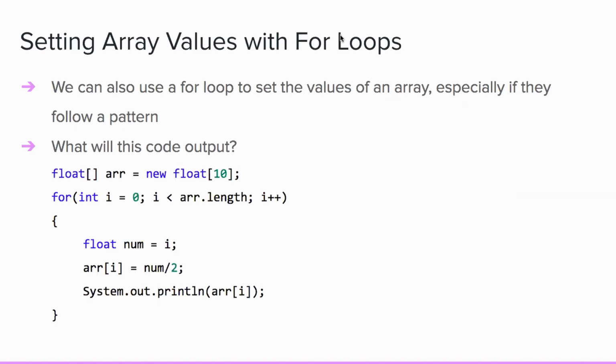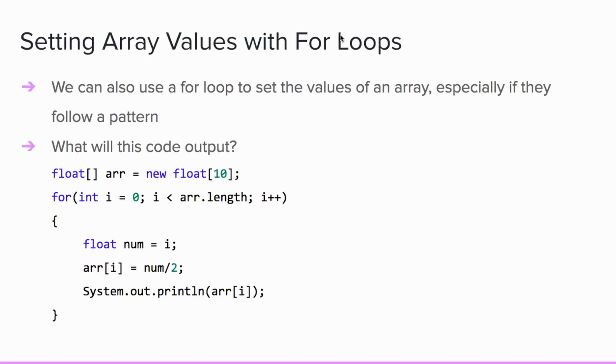Just like how we can access array values using for loops, we can also change them, especially if the array values follow a pattern. Take a look at the example on the slide. What will this code output? This sample should print out the values of 0 to 9 divided by 2. This should give us a list of 0.0, 0.5, 1.0, and so on.